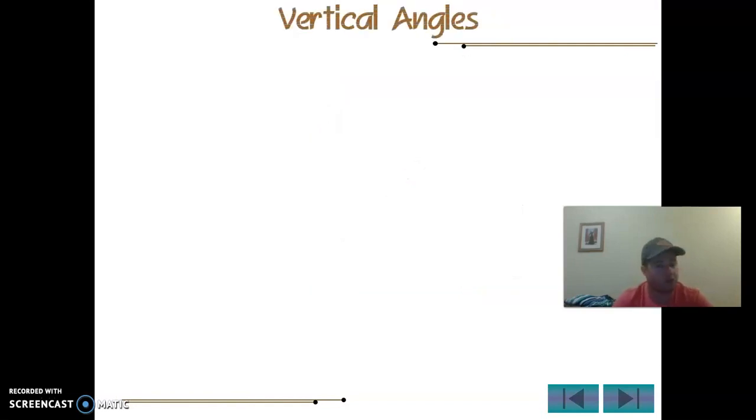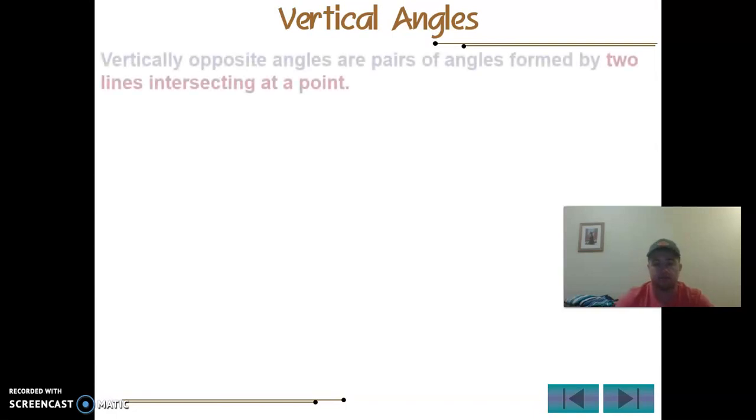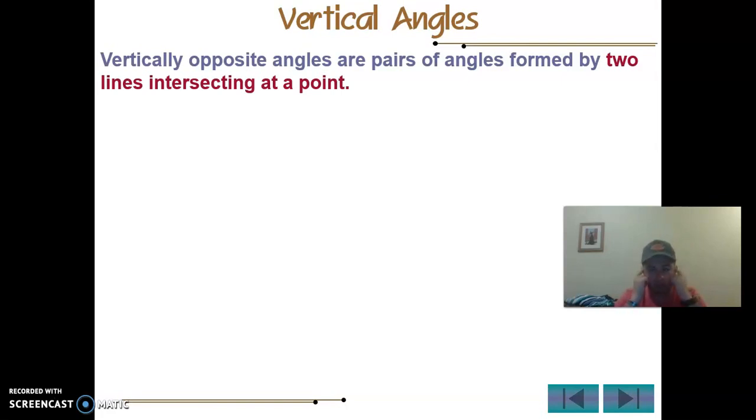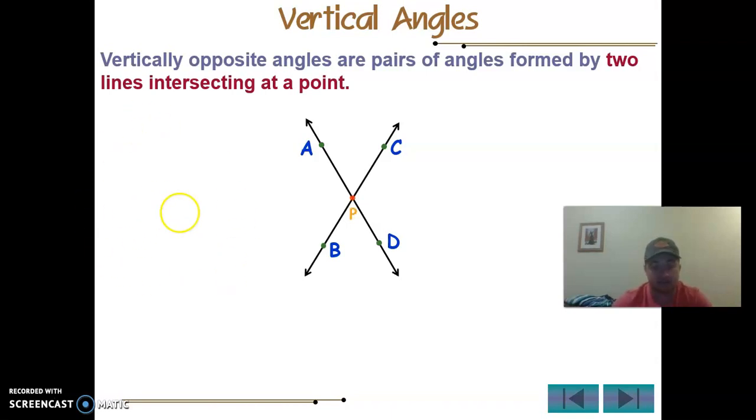Now we have vertical angles. And vertical angles are angles that are opposite of each other. Opposite, opposite. Where have I heard the term opposite? That's right, a reflection. Reflections are opposites. So, when we look at these angles, we have the vertex P right here in the middle. That's where they intersect.